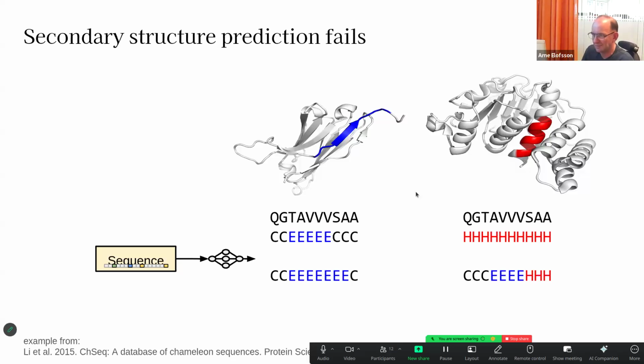Okay, sorry, that was not related. So if you take this sequence and do a secondary structure prediction, in these cases you see that the middle is going to be sheet in both cases, so the prediction is going to be correct in one case and basically wrong in the other one.